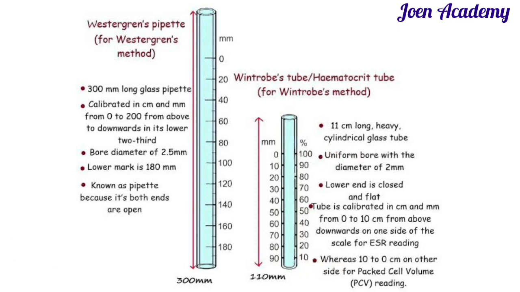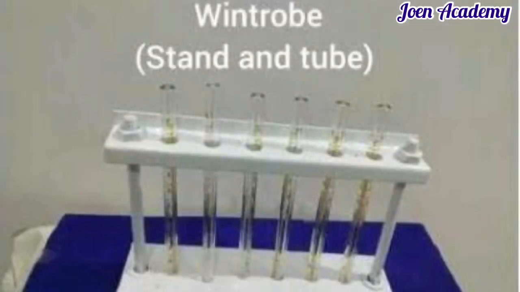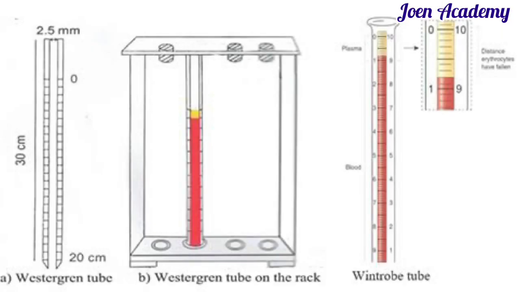The procedure for this method is that about 1 ml of blood is mixed with anticoagulant. This time around, it is ethylenediaminetetraacetic acid, which is EDTA in short. The blood is loaded in the tube up to the 0 mark and the tube is placed on the Wintrobe stand. It is left for about 1 hour before the reading is taken.